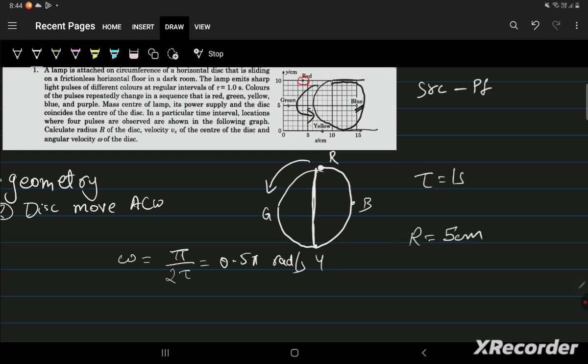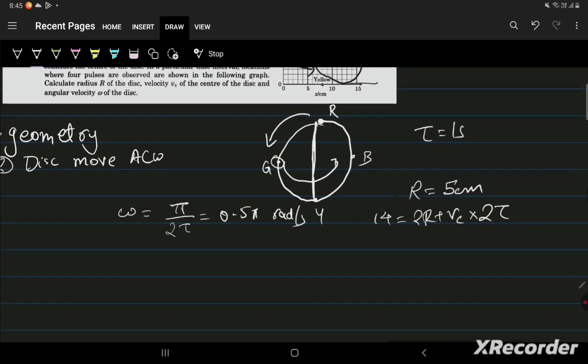To find the value of Vc, what I did was I found the difference between the x coordinates of the blue and the green points, which I got to be 14. Between these 2 points, with respect to the disk, the light source had moved 2r and the disk had moved Vc into 2 tau, and the radius is 5 centimeters. Substituting the value, I get Vc equals 2 meter per second. Simple, but it should be 2 centimeter per second. But how can we say that this is the unique solution to this problem?